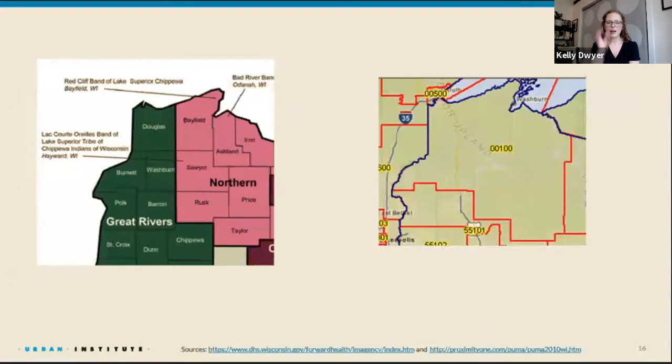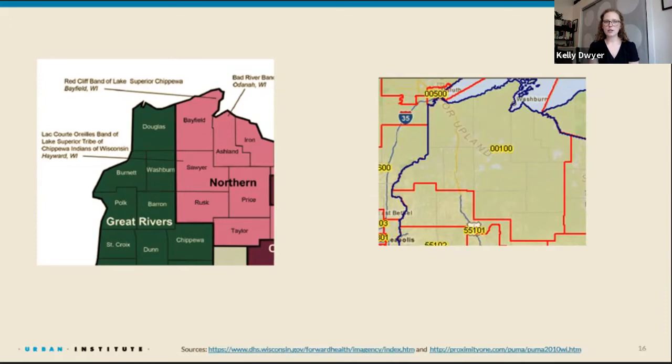However, when this did not happen, like in the Great Rivers or Northern area consortiums, we had to randomly assign households with children to a consortium based on the actual share of the Wisconsin child population that fell into that area. And to do this, we used the child population estimates from the Wisconsin Interactive Statistics on Health Population Model.